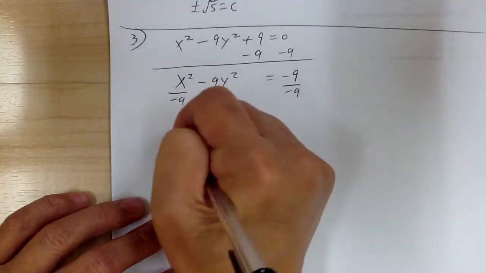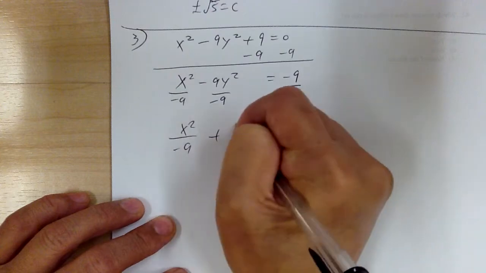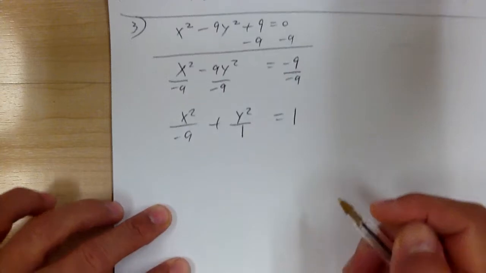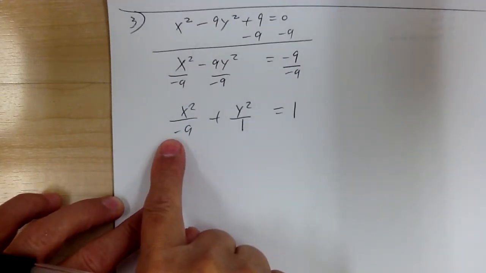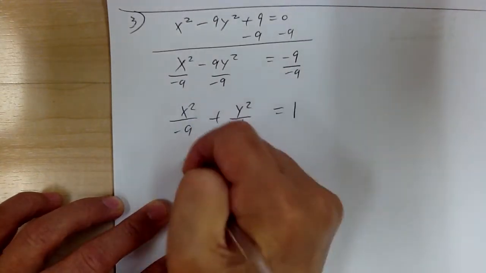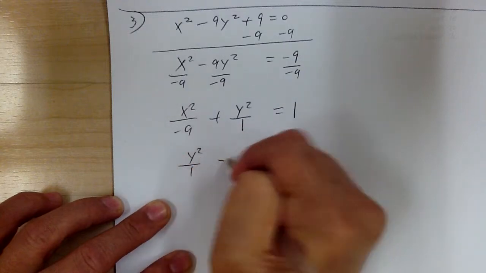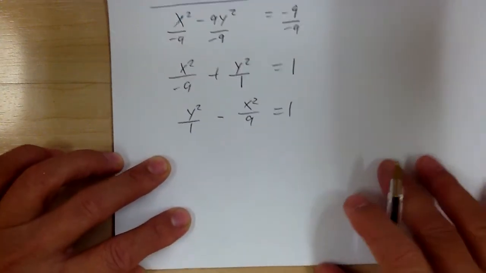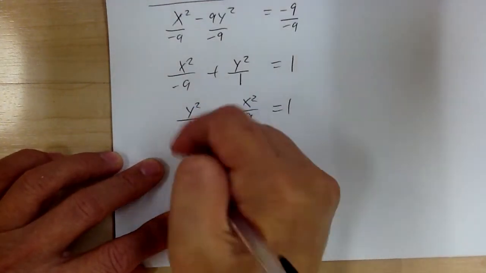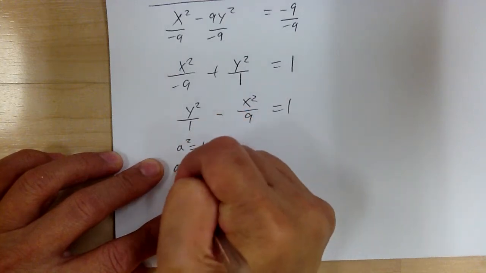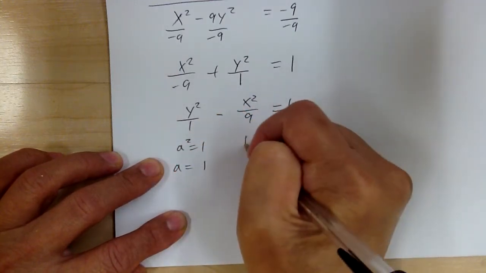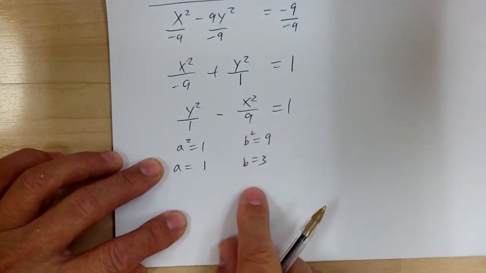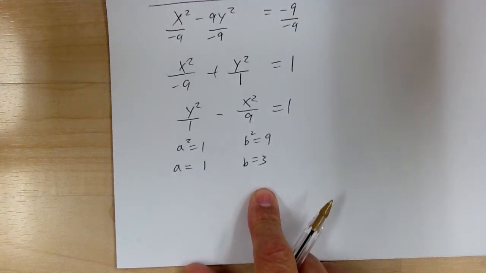So you end up with x squared over negative 9 plus y squared over 1, equal to 1. Then, this is a negative, so the negative has to go in the back. So you have to switch, so it will be y squared over 1 minus x squared over 9 equal to 1. In this case, you have a squared equal to 1, so a equal to 1. You have b squared equal to 9, so b equal to 3. So you need to use that to draw your box. So let's go and draw the box.